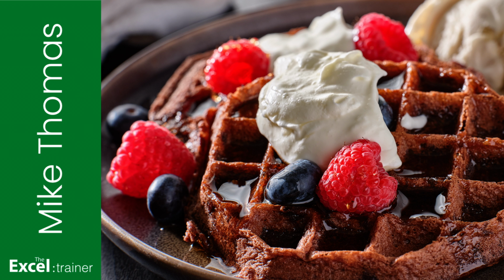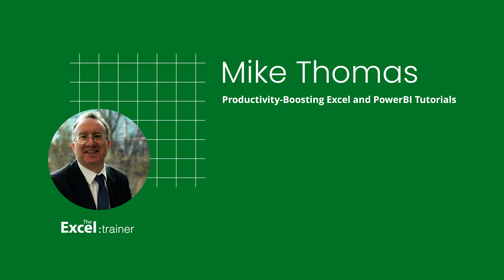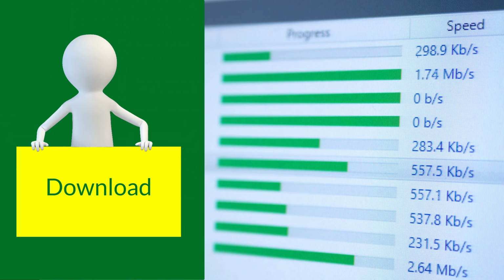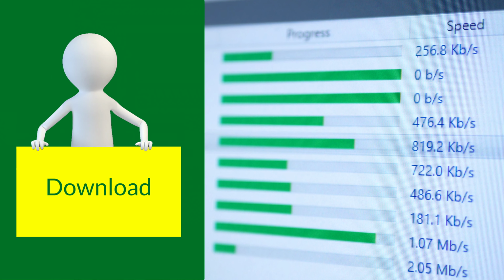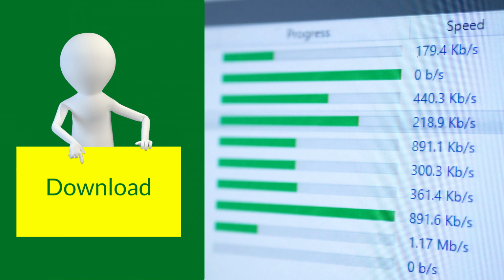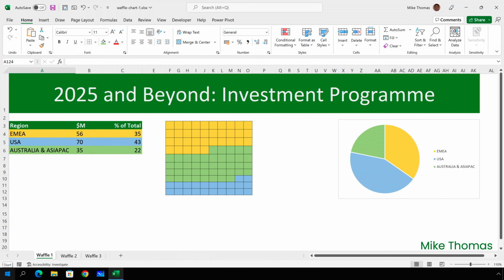In this video, I'll show you how to create a waffle chart in Excel. If you want to follow along, you can download a copy of the demo file from the link in the description below. A waffle chart has been described as a square version of a pie chart. In other words, it displays values as a percentage of the whole, but as a square rather than a circle. Whilst that might sometimes be true, such as in this example, where I'm showing total investment broken down by region, that's not always the case.